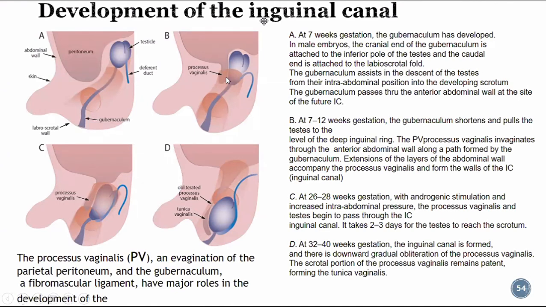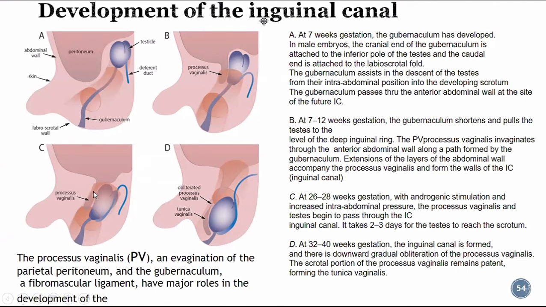As it goes down, it gets extensions from the layers of the abdominal wall, and actually forms the wall of the inguinal canal. So the inguinal canal is composed of layers from the abdominal wall. At 26 to 28 weeks, with androgenic stimulation, androgen produced by the testes, and with increased intra-abdominal pressure, the processus vaginalis and the testis begin to descend and pass through the inguinal canal, through the supposed area of the inguinal canal.